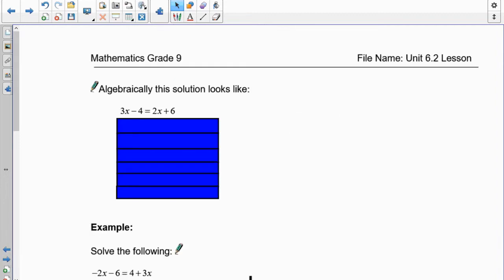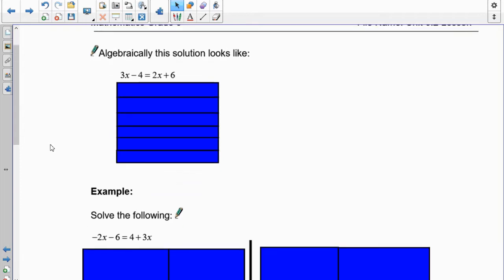Okay, moving on to the next equation. Let's do the same question we just did, but we're going to do it algebraically. Now, if you remember what we did the first time, we took a look at this 3x minus 4 equals 2x plus 6. I need to get rid of the 2x. To do that, I subtracted 2x from both sides. So there's my subtraction of 2x from both sides.